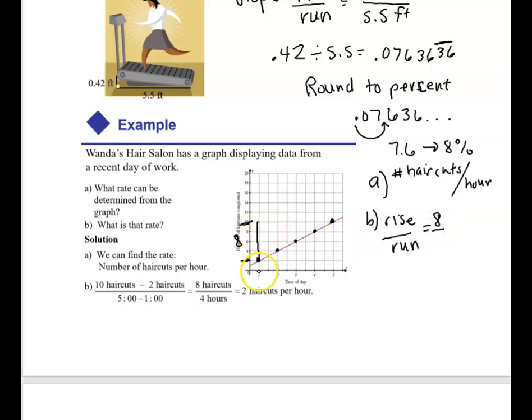And then to get from 1 all the way to 5, that's going to be 4. Right, we're jumping from 1 to 5. It's going to be 4. So 8 divided by 4 is 2 haircuts every hour, right? Which is what they've come up with. And that's the end of those 2 sections in Chapter 2.